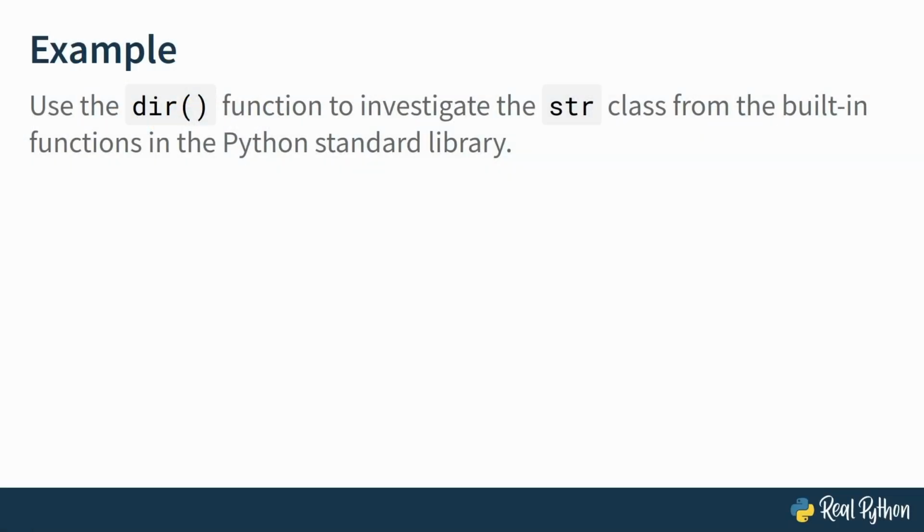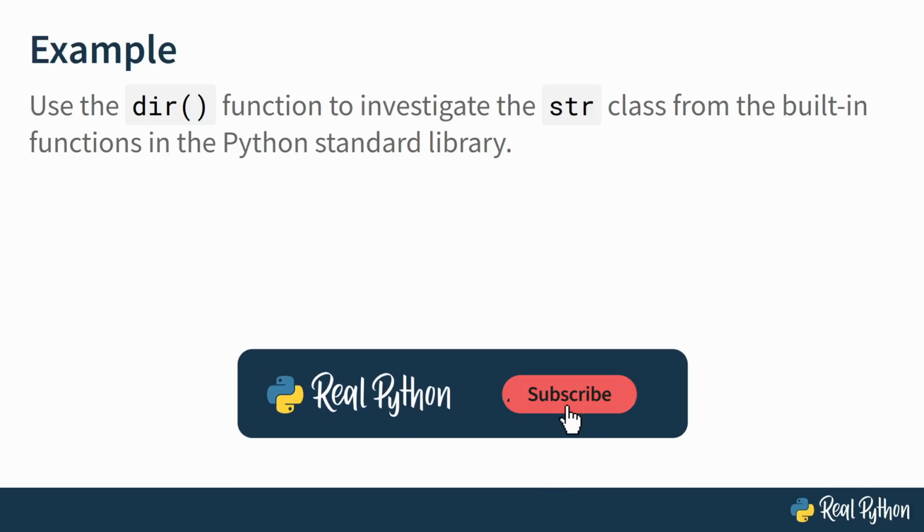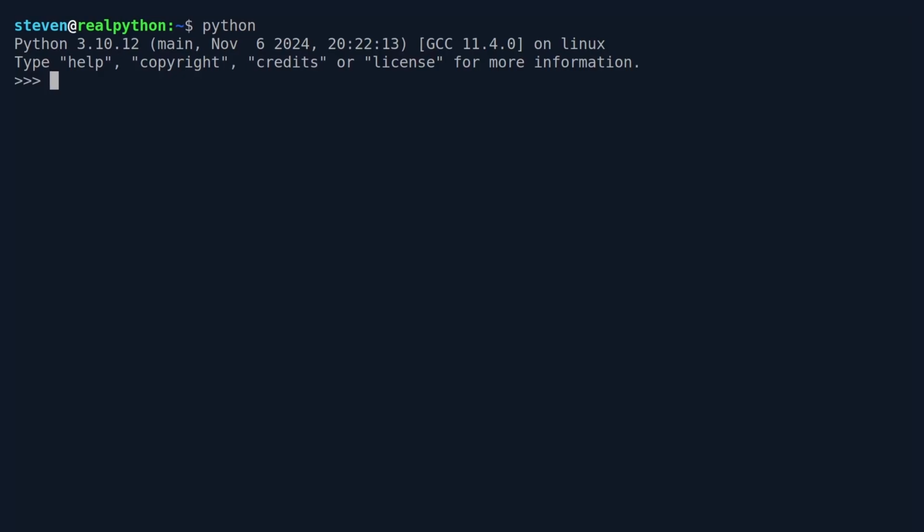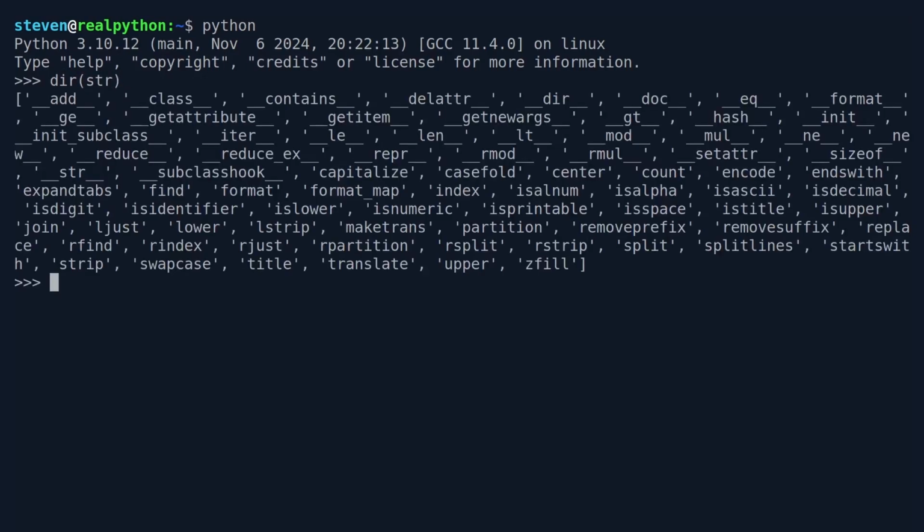In this video, you'll be looking at a real-life example. You'll be looking at the dir function. We'll be using that function to investigate the str class from the built-in functions in the Python standard library. So please move to your REPL. In your terminal, you start your REPL as we have done before, using python or python3. You see the three arrows in front of your cursor, so you are in the REPL. You type in dir and then str, press enter, and now you can see all the objects that are available in the str class.